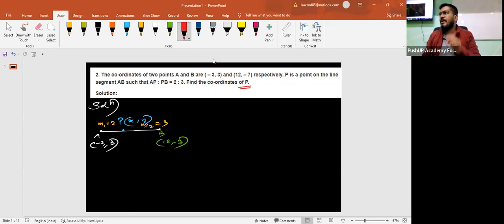Very simple, children. Whenever they give you a point which divides a line segment in a particular ratio, the only formula which will help you is the section formula, right? So let's write the section formula for coordinate x. That would be (m1 x2 plus m2 x1) whole divided by (m1 plus m2).